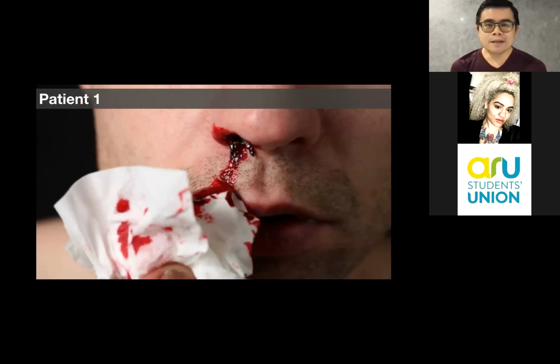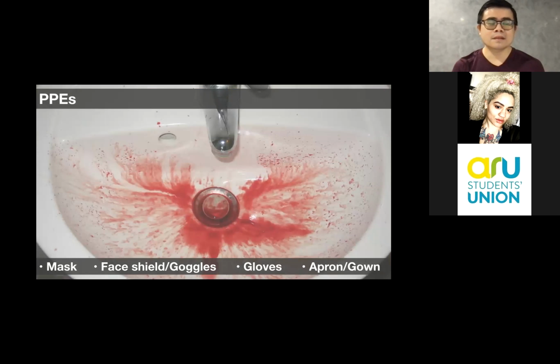So you're the FY1 on call in an emergency department on a Friday night, and you are asked to see a patient with epistaxis. How do you approach this patient? Before we go and see any patients, you should always make sure that you're wearing the correct PPEs. And this is actually applicable even before the COVID era, because in ENT, especially with epistaxis, you'll be examining patients' nose and oropharynx.